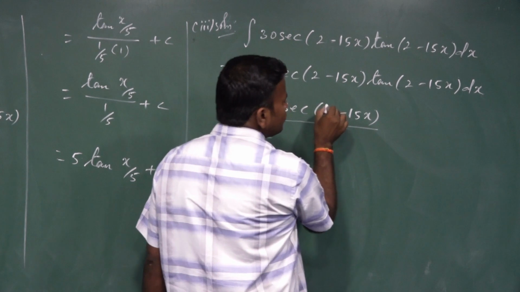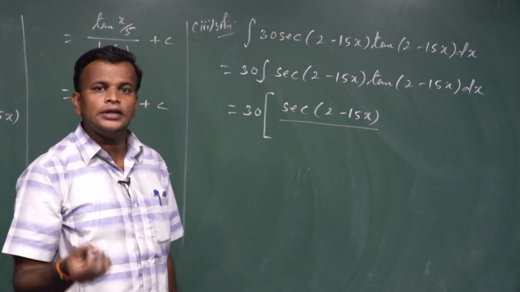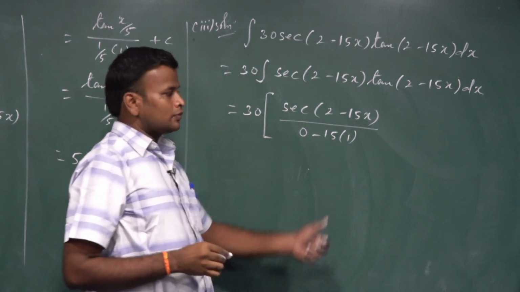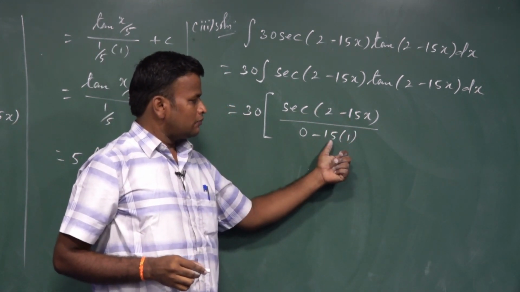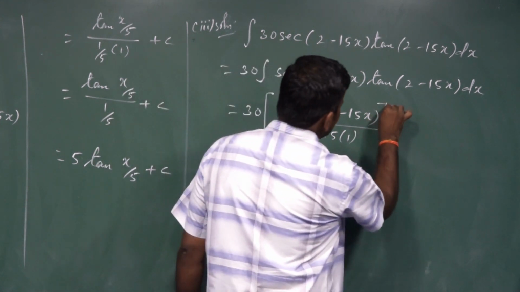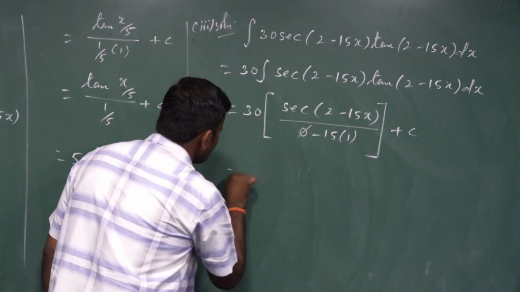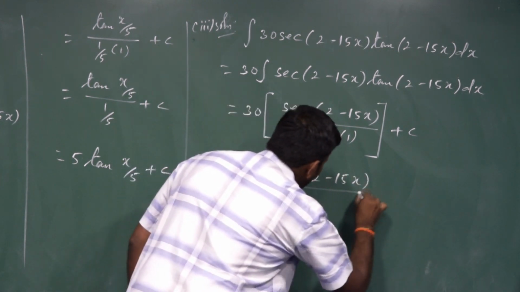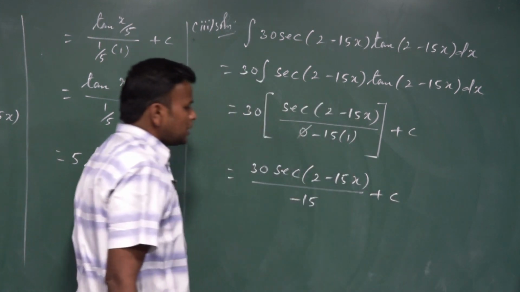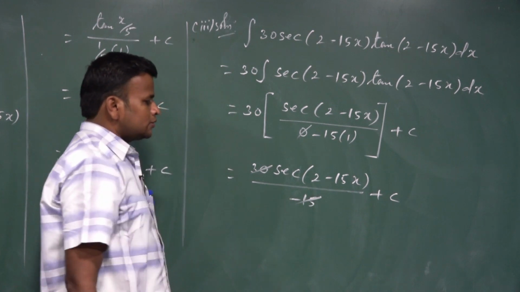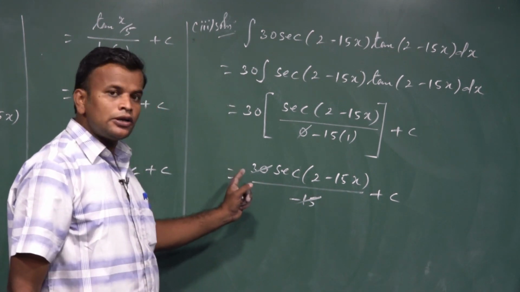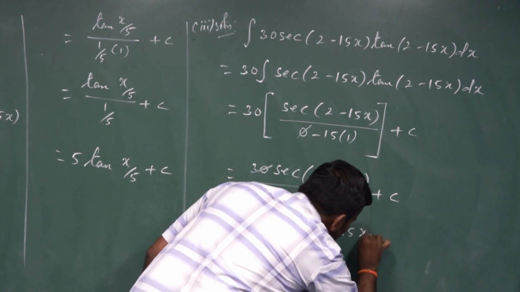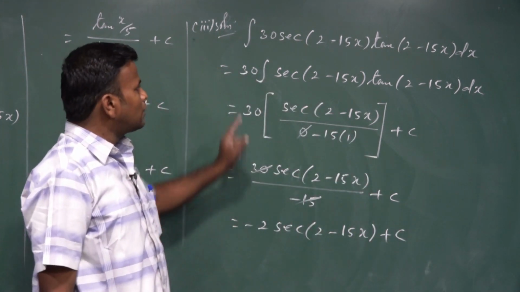It is a composite function. So we differentiate the term with respect to x and put the answer in the denominator. 2 is a constant, so 0, minus 15 of 1. Constant 0, minus 15 is a constant, we keep 15, and x with respect to x is 1, plus c. So 30 secant of 2 minus 15x whole divided by minus 15 plus c. In standard form, we keep the minus sign in the numerator. So minus 2 secant of 2 minus 15x plus c. So it is the integral value of the third subdivision.